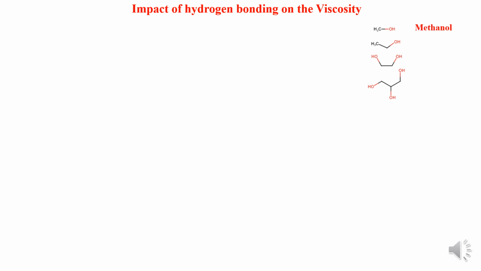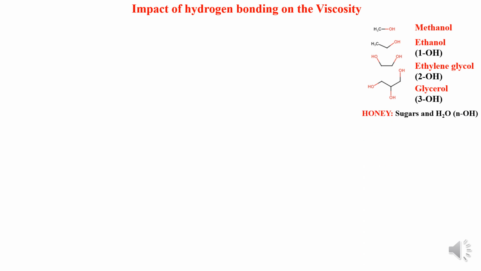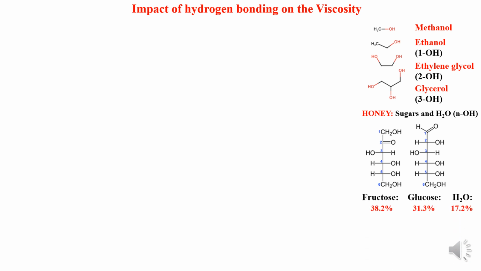So methanol and ethanol have one hydroxy group. Ethylene glycol has two hydroxy groups, while glycerol has three hydroxy groups. And what about honey? Now honey is more viscous and it is rich in sugars with water content. The major composition of honey is glucose and fructose.